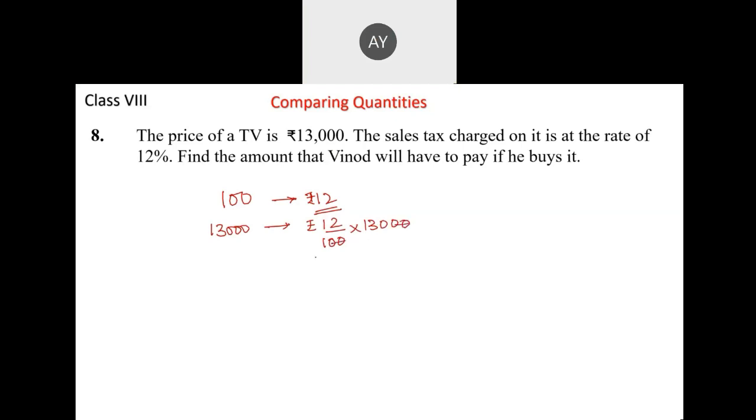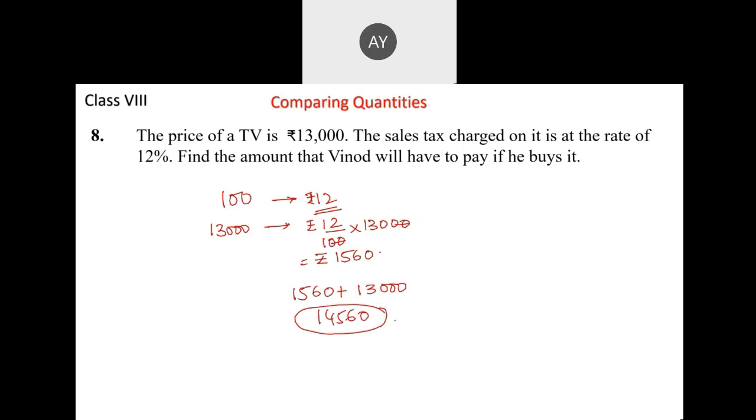And we can find the sales price directly by multiplying, sir. The same answer we will get. 1,560 to be added to 13,000. We get 14,560.